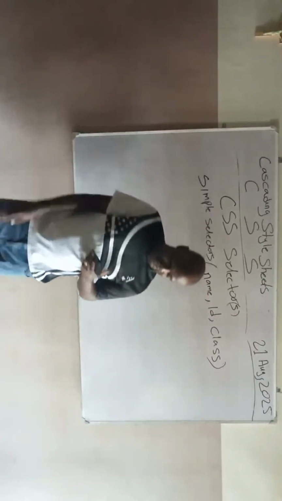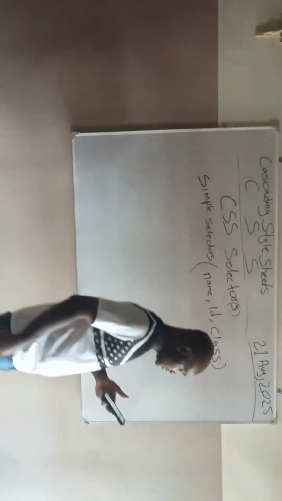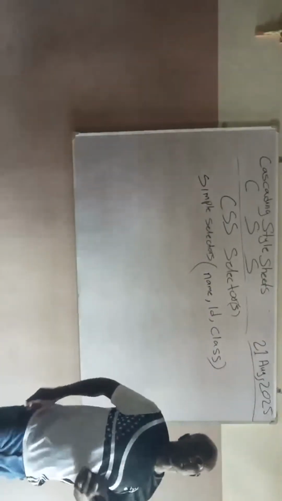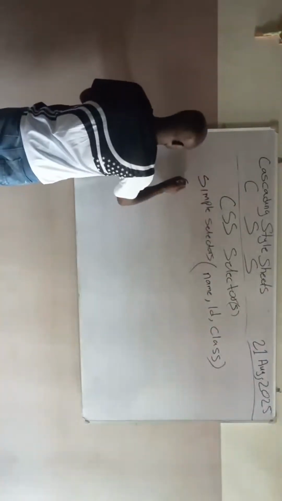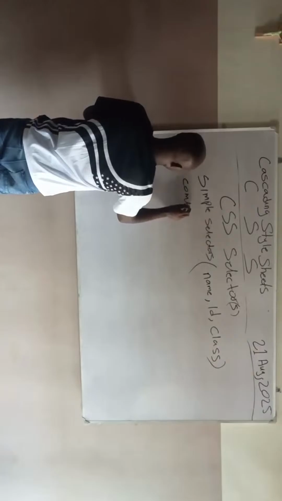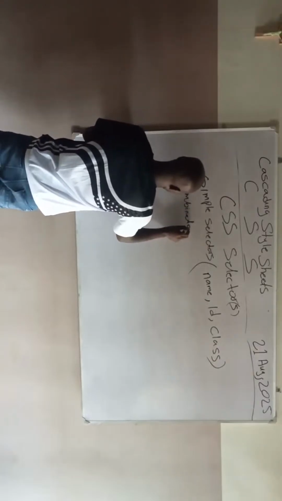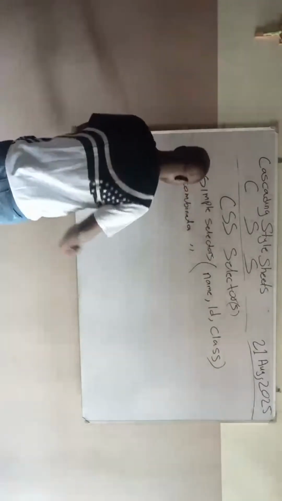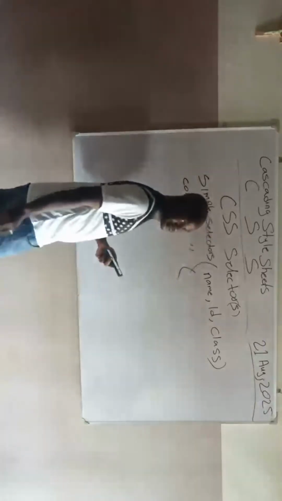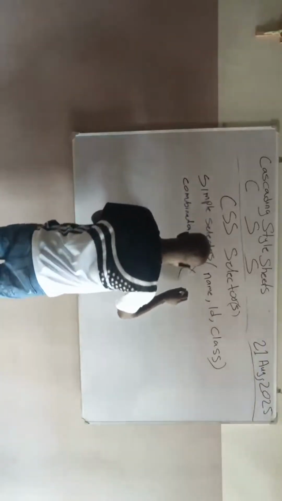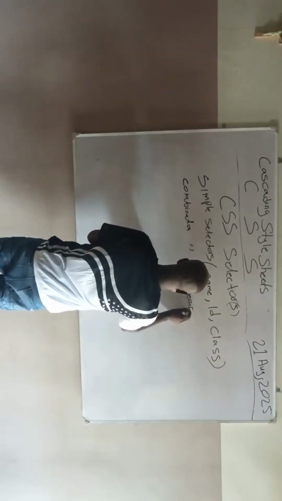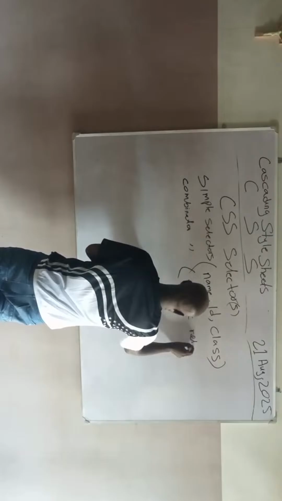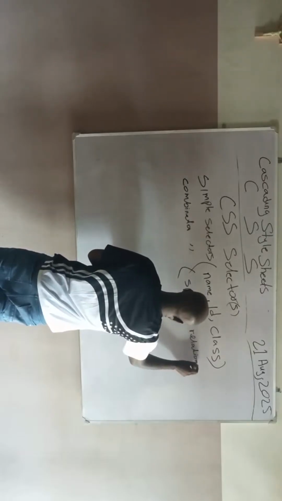Relation. Now the third one is pseudo class. Let me start the other one. Combinator selector, and as I said, you select elements based on a specific relationship.